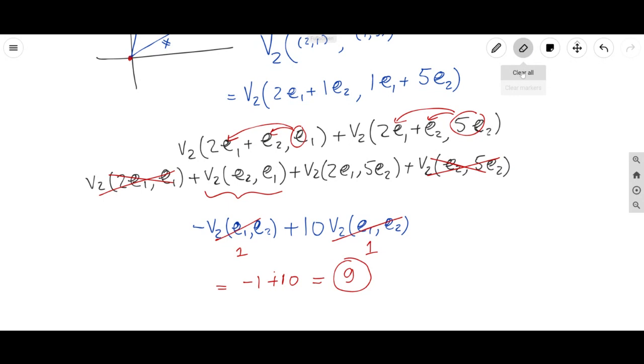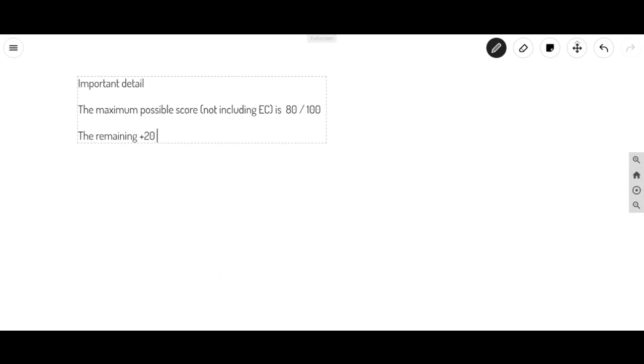Now, here's what you do. Let me just mention some important details. The exam grade, the maximum possible score, not including extra credit, is 80 out of 100. The remaining 20 points will be given in person on exam 2. Exam 2 will start off with 2 manual by-hand calculation problems.